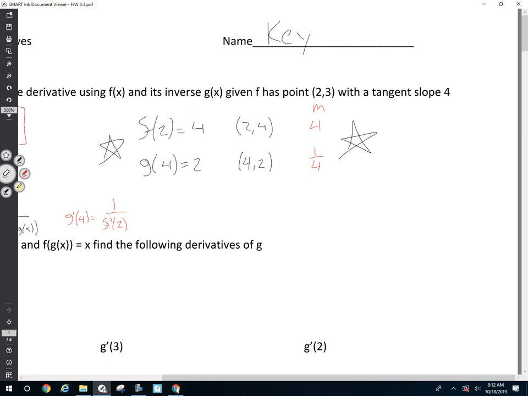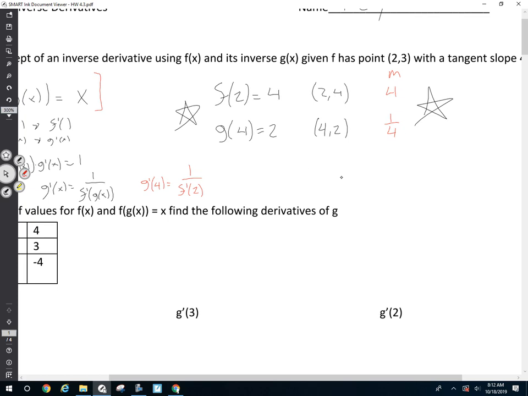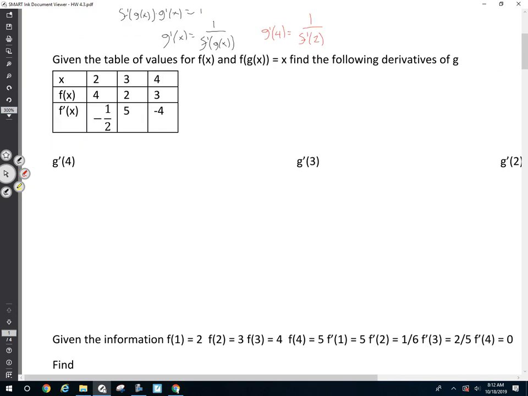All right, so keeping that in mind, let's find the following derivatives, starting with g prime of 4. It's probably easiest if we list these off in terms of points of f and then points of g. So f's got (2, 4) with the slope of -1/2. g would have the point (4, 2) with the slope of -2. So g prime of 4 is going to be -2.